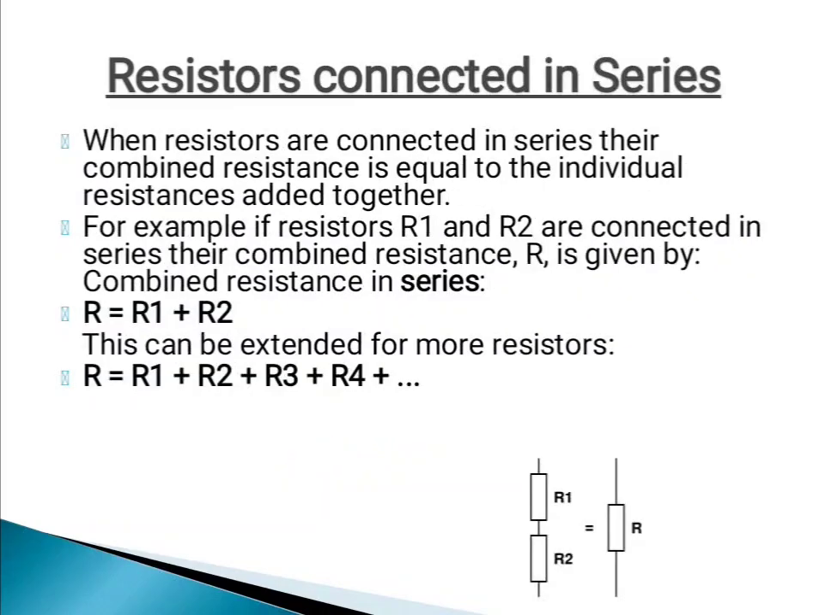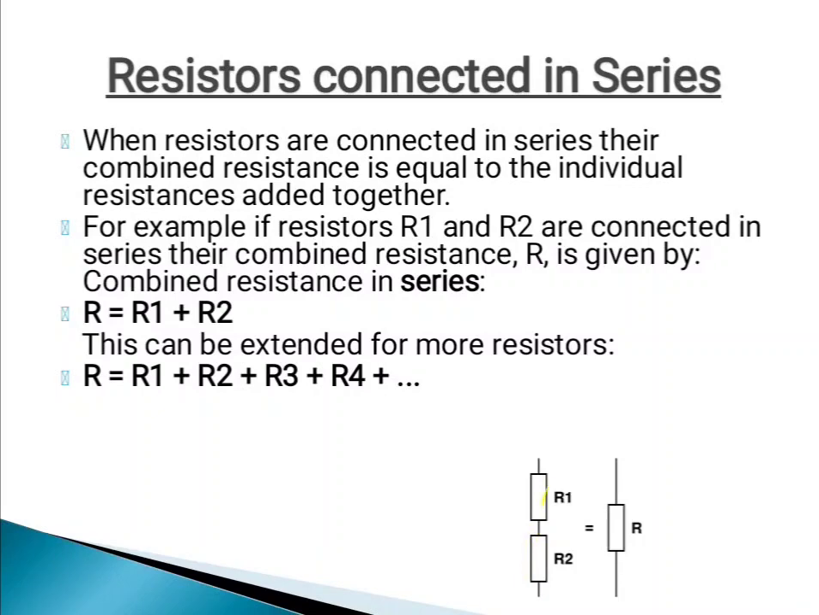So let us see what happens when a number of resistors are connected in series. When resistors are connected in series, their combined or equivalent resistance is equal to the individual resistances added together. You can see the figure. R1 and R2 are connected in that fashion. So two resistors are connected in series, and their equivalent resistance is R is equal to R1 plus R2.